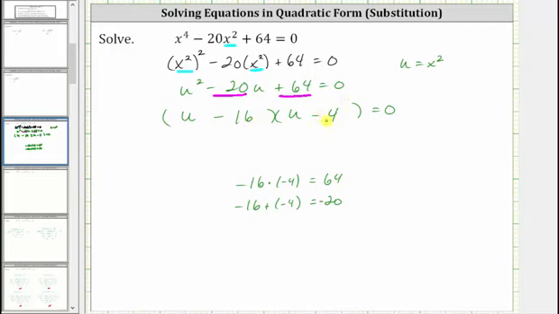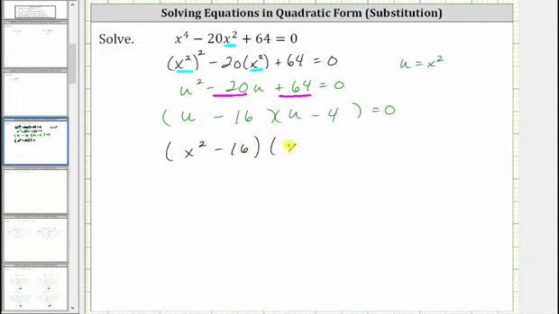Now that we have it factored in terms of u, we perform another substitution and substitute x squared for u. If we substitute x squared for u, the first factor becomes x squared minus 16, and the second factor becomes x squared minus 4. This is the factored form of the original equation in terms of x, and now because this product is equal to 0, either the first factor of x squared minus 16 must equal 0, or the second factor of x squared minus 4 must equal 0. And now we solve these two equations for x.